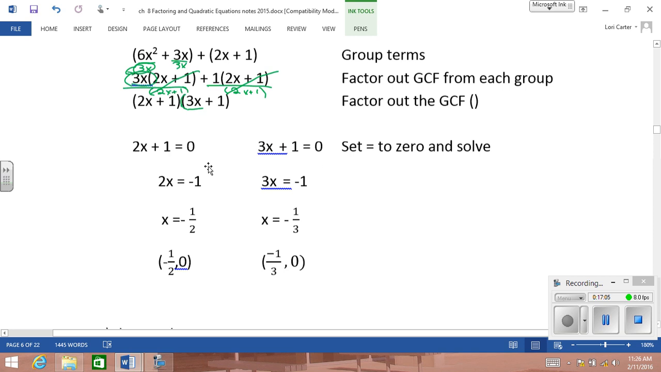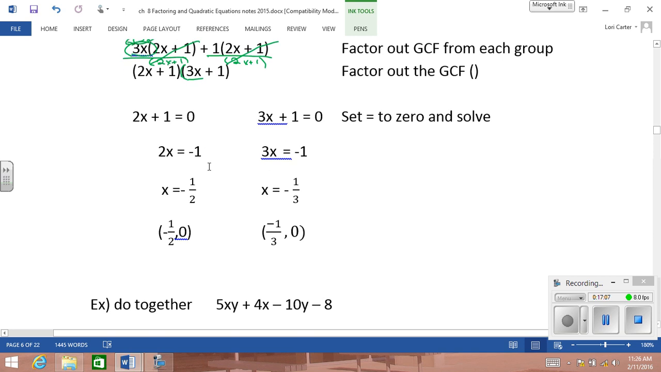Now, you set them both equal to 0. So we know where they go on the graph. Are we gonna graph them right now? No. So we subtract the 1. Is everybody there? So this part's easy. Divide by 2. Subtract the 1, divide by 3. These are your points.